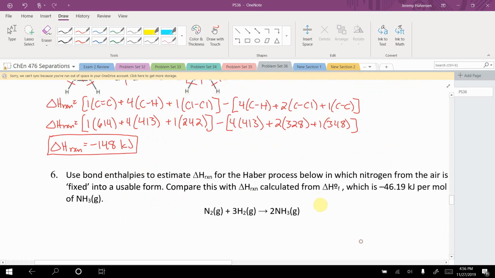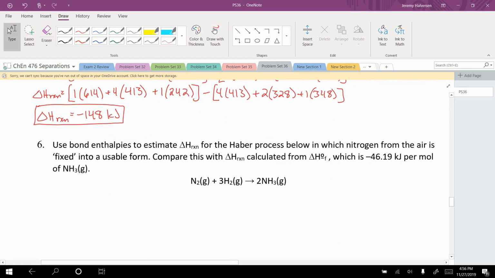Okay. Use bond enthalpies to estimate delta H of the reaction for the Haber process below, in which nitrogen from the air is fixed into a usable form. Compare this with delta H reaction calculated from delta H of formation. So basically they're saying that delta H of formation of NH3 is negative 46.19. Is this the formation reaction for NH3? No, it's twice that, because I'm forming 2 moles from pure elements. So delta H of this reaction should be 2 times the delta H of formation of NH3.